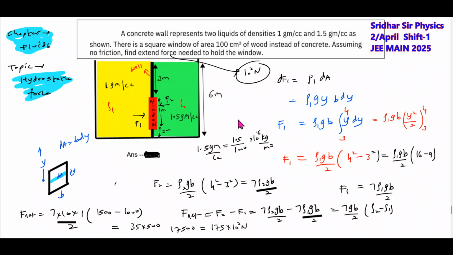Okay, this is also simple, based on fluid statics. If you know this F1, there is no need to calculate F2. Directly you only have to change the rho 2 value. That's what I did here. We'll take the next question.